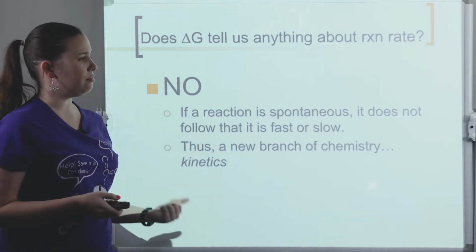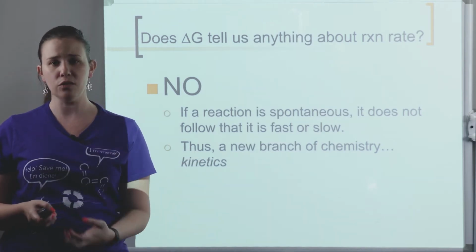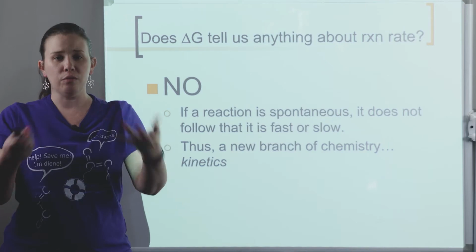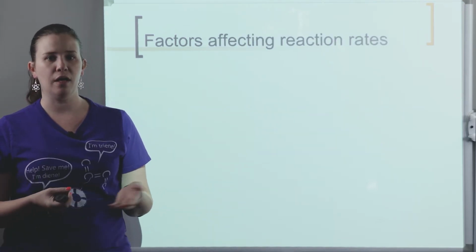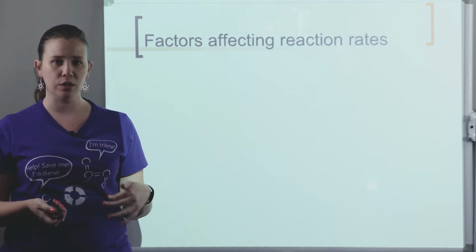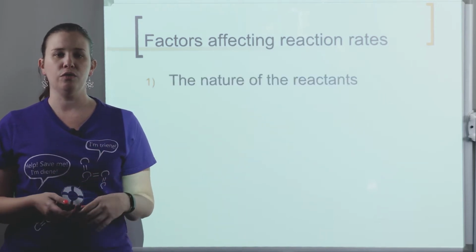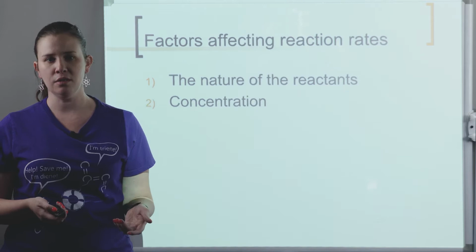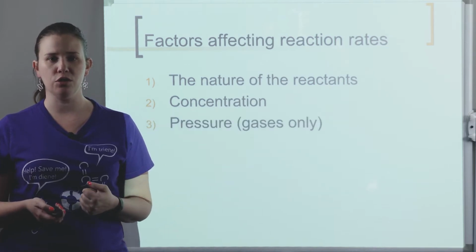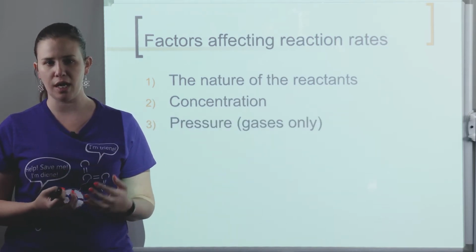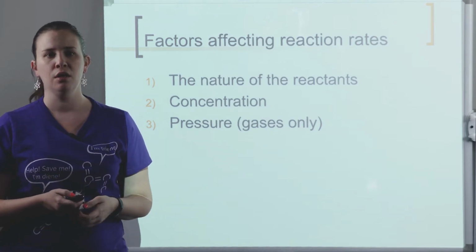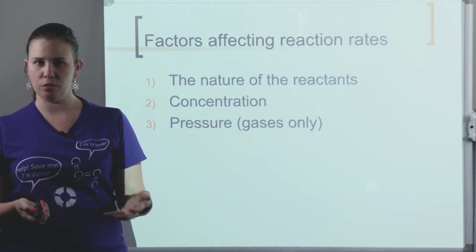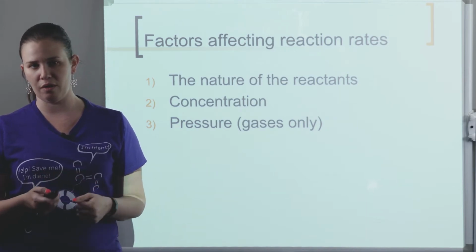So kinetics is the fancy term for looking at reaction rates, reaction mechanisms, how the reactions are going to proceed. So we've got a few factors that will affect reaction rates according to collision theory. The first is the nature of the reactants. Also, you're going to have concentration and, in the same sense, pressure for gases, because more pressure would essentially make the particles more concentrated together. Since gases are compressible, that's the only phase that you're going to have to worry about that for.